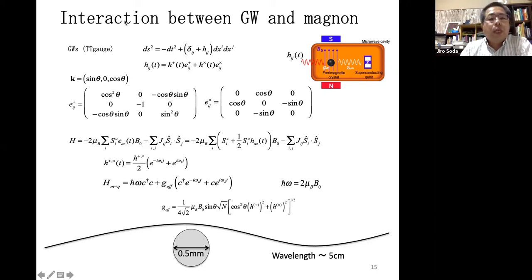In the transverse-traceless gauge, the metric can be written as follows. The gravitational wave consists of the plus mode and cross mode. If we assume the direction of propagation is as follows, theta is just the angle between the magnetic field and the direction of propagation. Then you can write down the polarization tensor this way. And in the Heisenberg model, you can see that here the metric comes in. So there appears an interaction between the gravitational wave and spin.